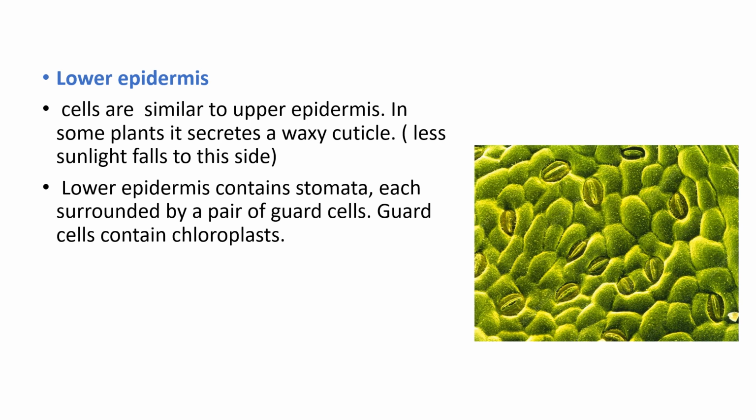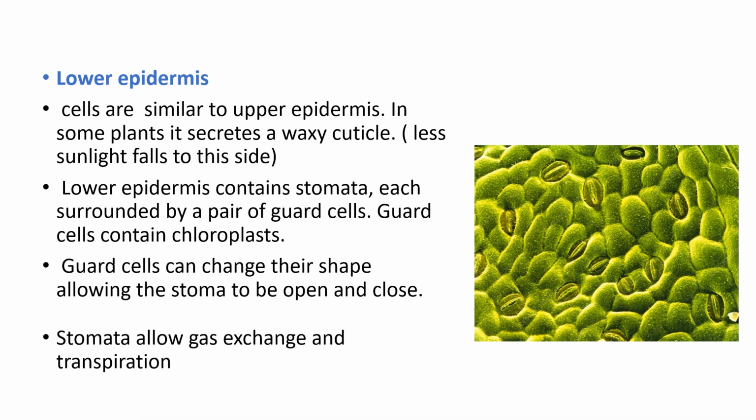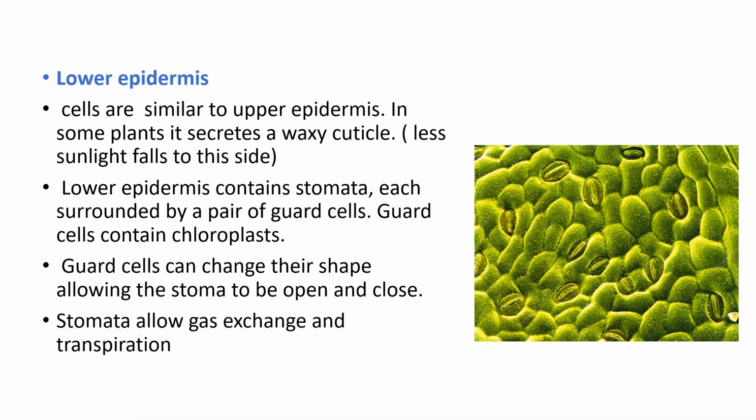Each stoma is surrounded by a pair of guard cells, and these guard cells contain chloroplasts. Guard cells can change their shape, allowing the stoma to open and close. Stomata allow gases to exchange and also they allow transpiration to take place.